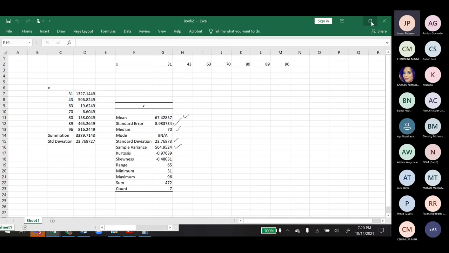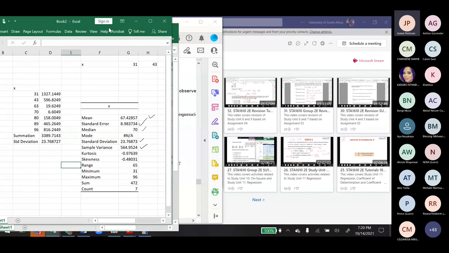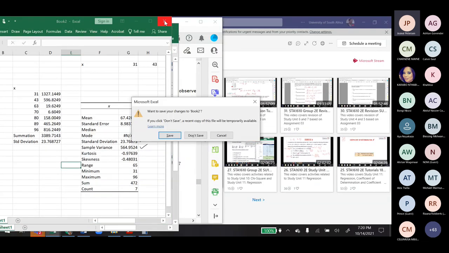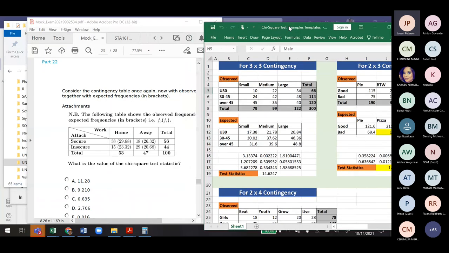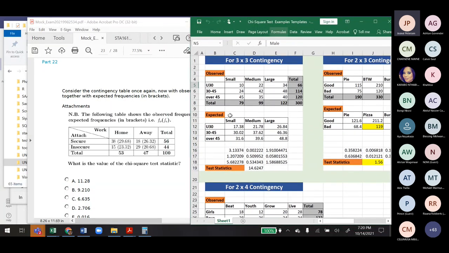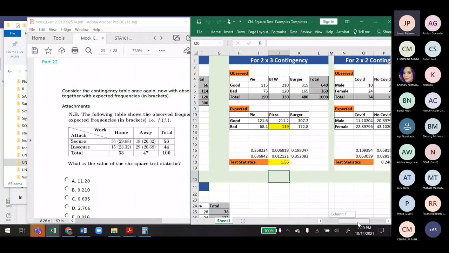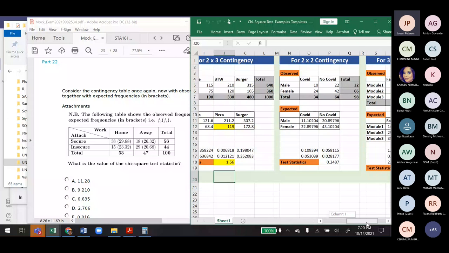Just want to make it also smaller. I can close this one because we're done using it. Okay. So there's so many things happening on my screen right now. Okay, I need to go to the 2x2.